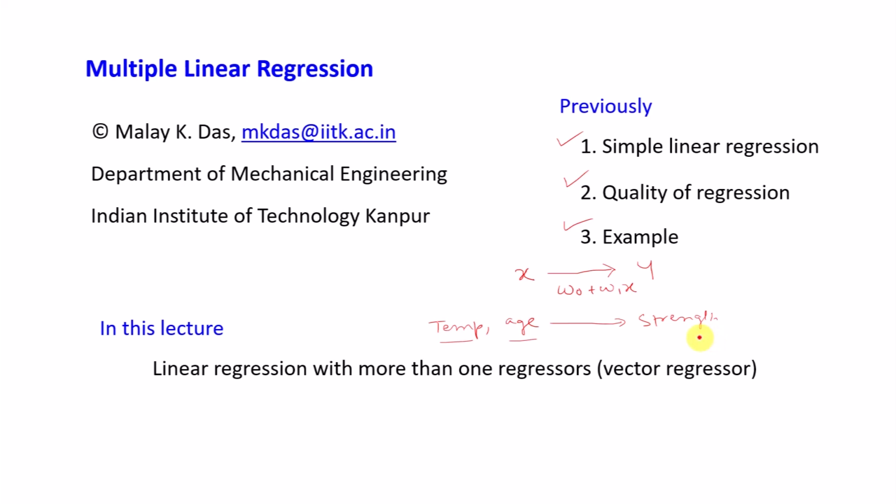Problems like this cannot be dealt with by the theory of simple linear regression. We'll now get into multiple linear regression, where we will have more than one independent variable or more than one regressor, or we have a vector regressor. A vector can have many components. For simplicity, we are still keeping the relationship between the regressor and the response to be linear, but we will have more than one independent variable. So let us see how we can do it.